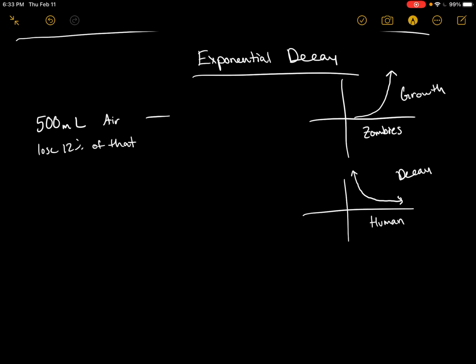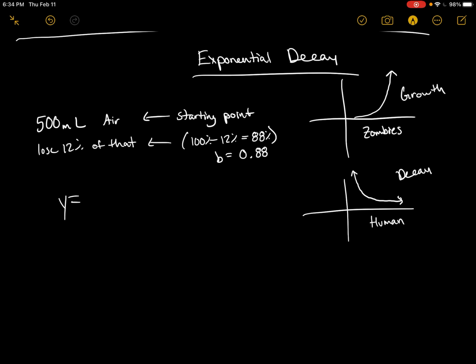In this case, the model that we did above doesn't change. We still have that same starting point. We're starting off with 500 milliliters of air. The only difference now is what are we multiplying by? We're losing 12%. So the way that we look at our rate here, if we're losing something, is we have 100% to start with, and whatever we lose, we take away. So in this case, we have 100%, we take 12% away, we're left with 88%. So our rate is going to be 0.88. So it's less than 1. It's going down.